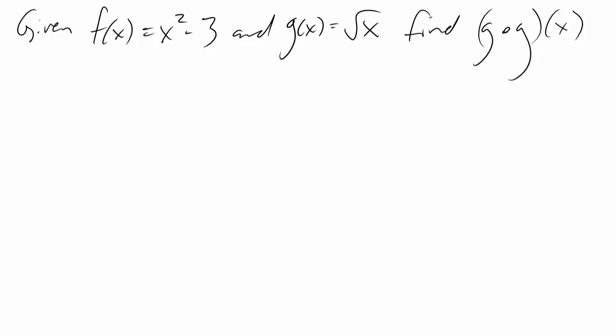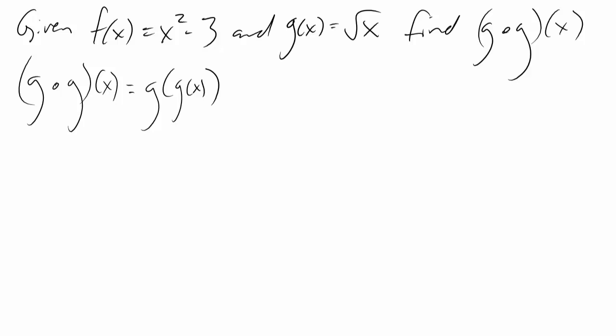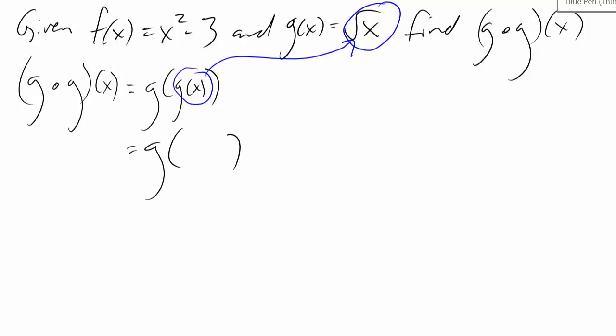All right, so here we're given a function f of x equals x squared minus 3, and function g of x equals the square root of x, and we're asked to find g composed with g of x. Now when we say g composed with g of x, we're really looking for g of g of x. So now we can focus on this inner g of x, and we know that that's equal to our square root of x. So this is really g of square root of x.